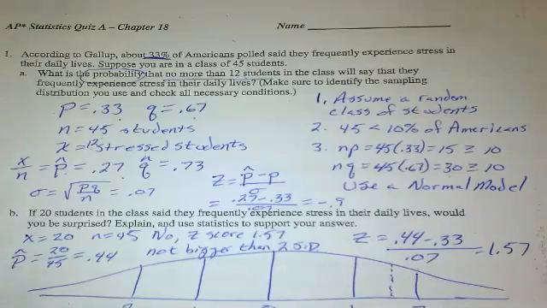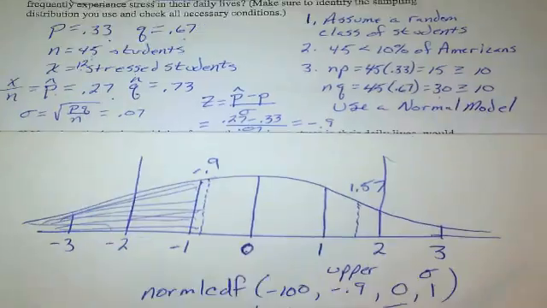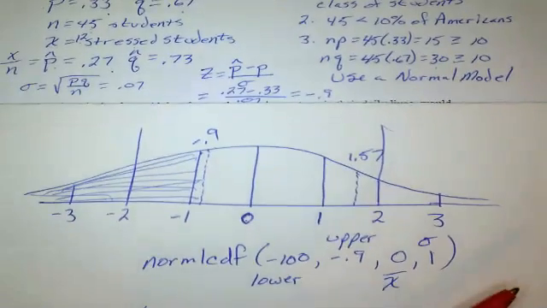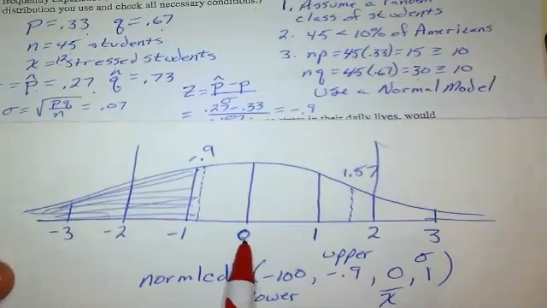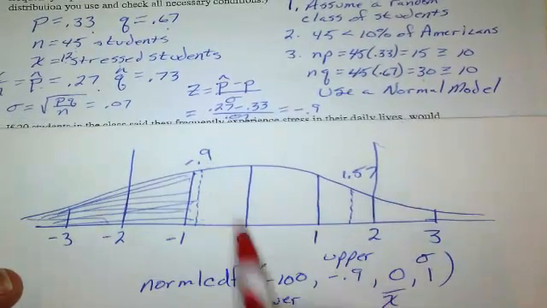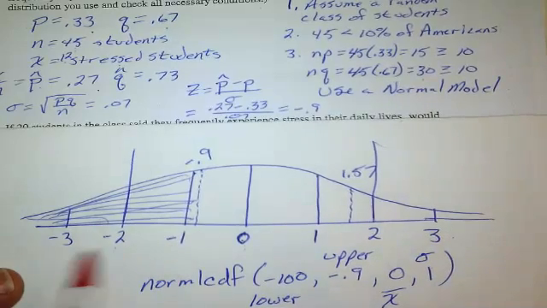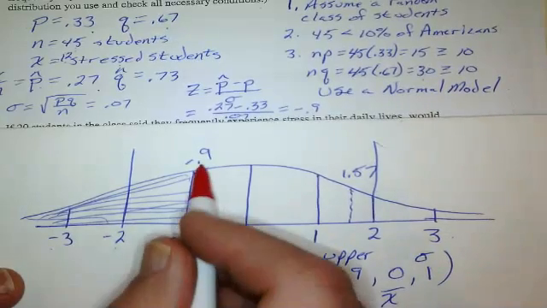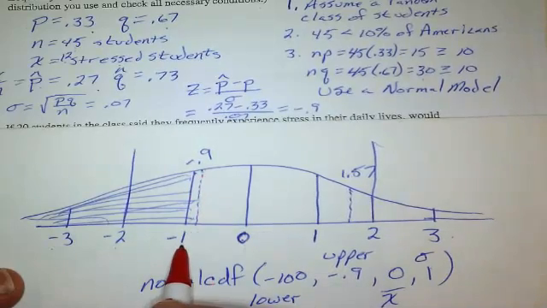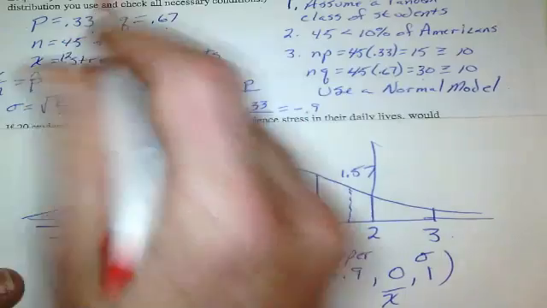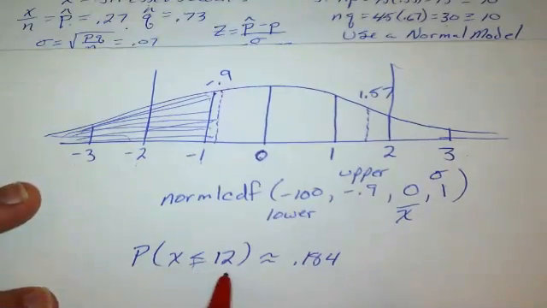And in that normal model, we're going to construct this look. We know that on a normal model, when we find z-scores, 0 is our mean, 1, 2, and 3 standard deviations to the right, negative 1, negative 2, negative 3 to the left. And there's our negative 0.9, which is just a little bit greater than our negative 1.